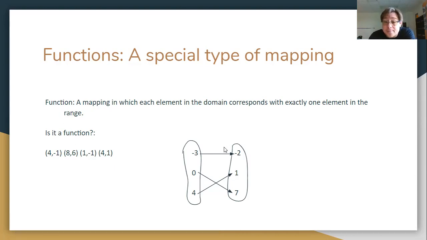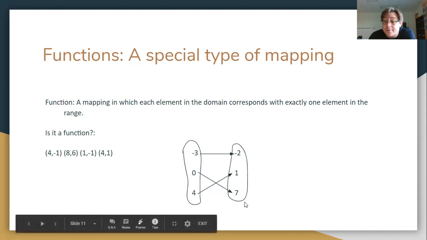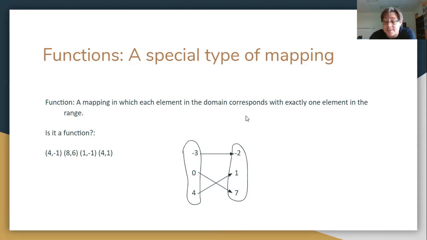All right, so let's try a mapping diagram then. So we have our inputs and we have our outputs. -3 is going to -2. 0 is going to 7. 4 is going to 1. Each input is going to one exact output. So this is a function. That one succeeds.